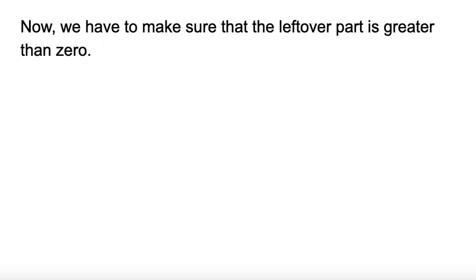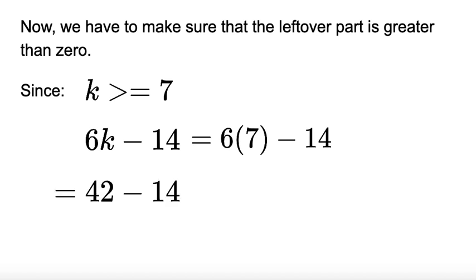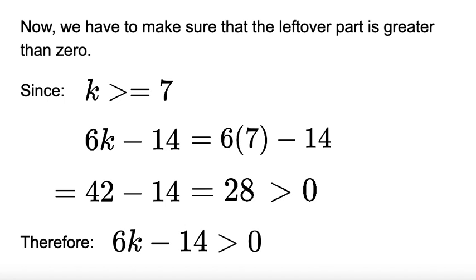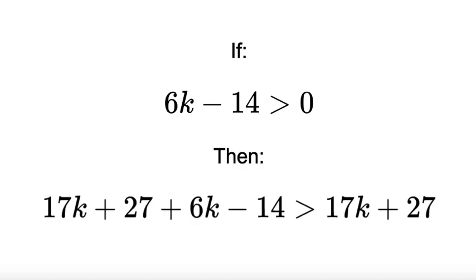Now, we have to make sure that the leftover part is greater than 0. And since k is greater than or equal to 7, we can say 6k minus 14, which is the leftover, is greater than or equal to 6 times 7 minus 14, which is equal to 42 minus 14, which is equal to 28, and obviously 28 is greater than 0. Therefore, 6k minus 14 is greater than 0. And if 6k minus 14 is greater than 0, then 17k plus 27 plus 6k minus 14 is greater than 17k plus 27.